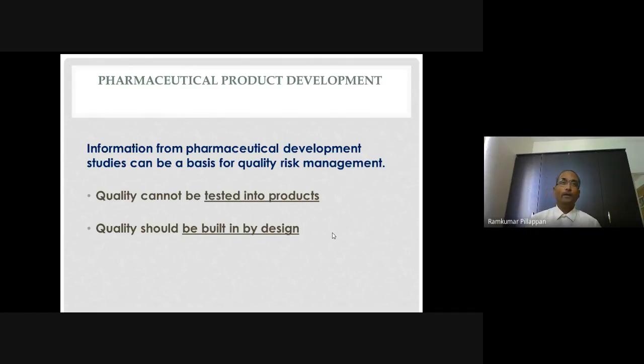Now, how do you ensure that you don't fail, that your product is always of good quality? Please build in the quality by designing the product. So how do you build it in? Only two things, simple: the formulation and the process. These two have to be designed in such a way that we always have quality.